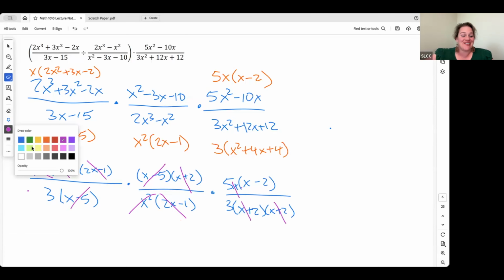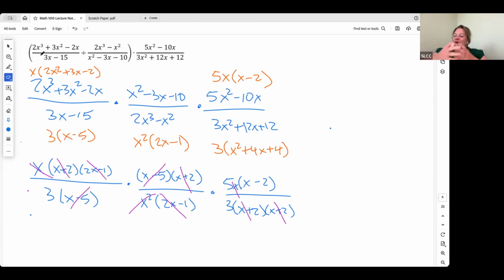So all I have left, isn't this beautiful? This whole huge mess of numbers and letters. And what is it when we clean it all up? In the numerator, I'm left with 5 times x minus 2. And in the denominator, I have 3 times 3, which is 9. So 5 times x minus 2 over 9. Great job on this challenge problem. We'll see you next time.